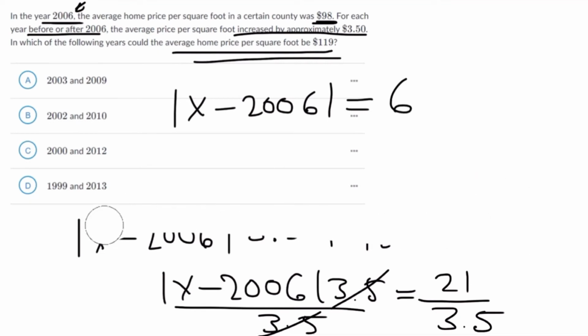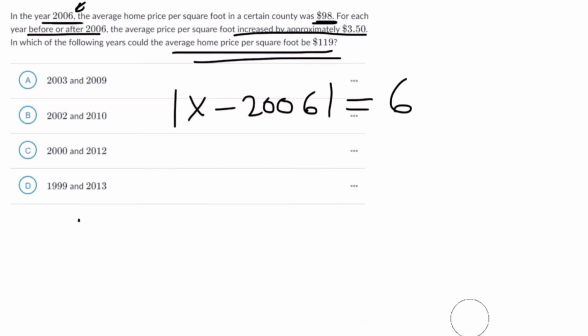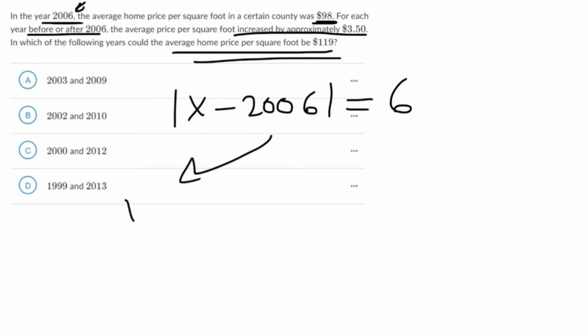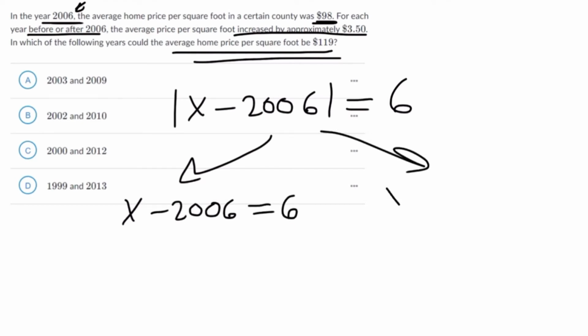Now, when we have an absolute value equation set up like this, the only way to solve it is, since anything here could be positive or negative, we're just going to make what it's equal to once positive and once negative. That way we can find the two possible values for x. So I'm just going to say x minus 2006 is equal to 6, or the other one, x minus 2006 is equal to negative 6.